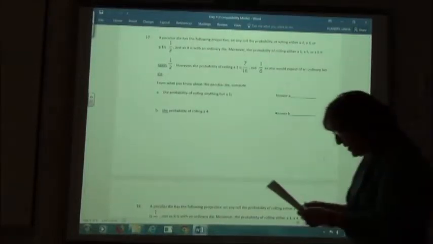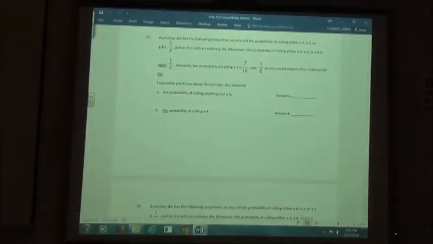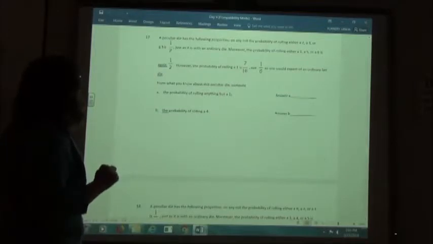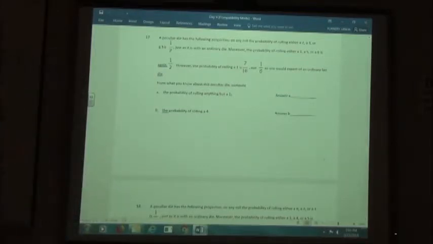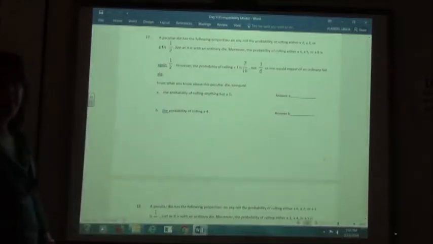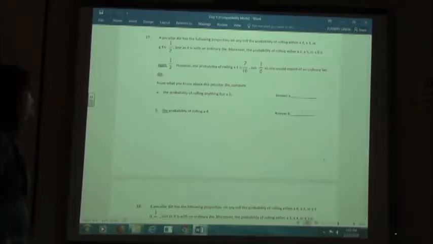Okay, so number 17. Our peculiar die has the following properties. On any roll, the probability of getting a 2, a 3, or a 1 is 1/2. Moreover, the probability of getting a 1, a 5, or a 6 is again 1/2. However, the probability of rolling a 1 is 7/16, not the 1/6 we would expect. So we want to find the probability of rolling anything but a 1.